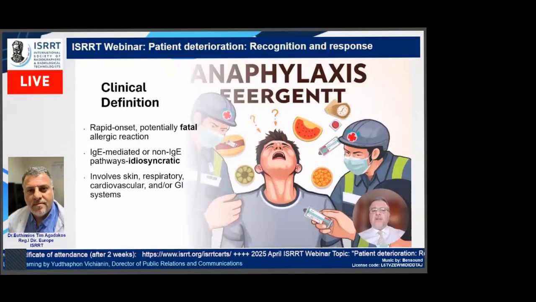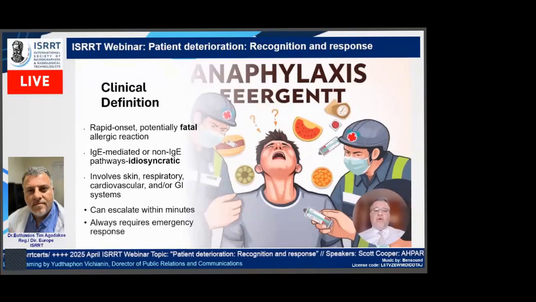Key systems are affected. They are the respiratory tract, the skin, and the cardiovascular system, as well as the gastrointestinal system. It can progress to cardiac or respiratory arrest within minutes, and it always requires emergency response, typically epinephrine.